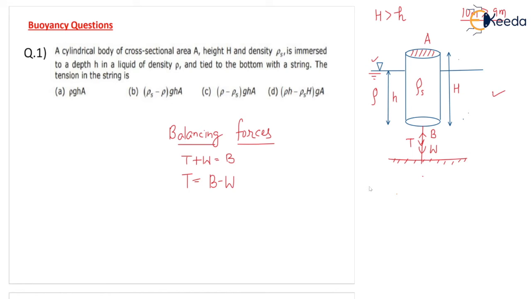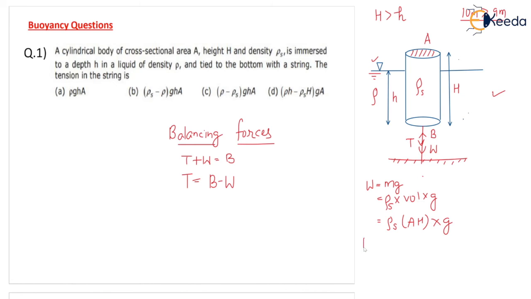Here we first find the value of W. W equals mg, mass into gravity, and mass is density into volume. For the weight of the body, the density is rho s, so rho s into volume into g. Now how to find the volume of the body? The volume of the cylinder is base area capital A into height capital H, and this is multiplied by g. So the weight is now calculated. Now we have to find the buoyancy force.